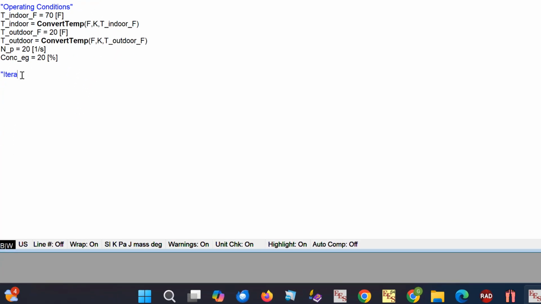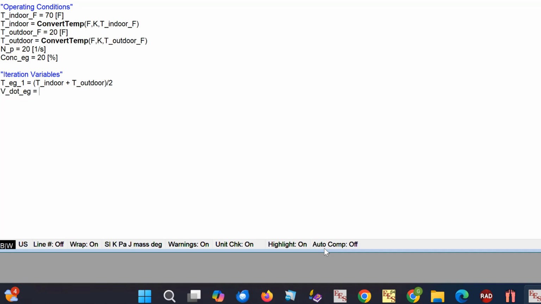So these are my iteration variables. There's 4 of them, right? I said that the first one is the T ethylene glycol 1, and a reasonable value for that would be T indoor plus T outdoor divided by 2. So I'm just setting this to the average of those 2 temperatures. That seems reasonable.